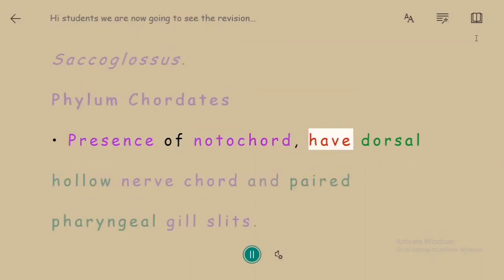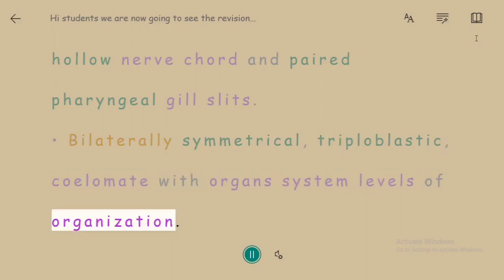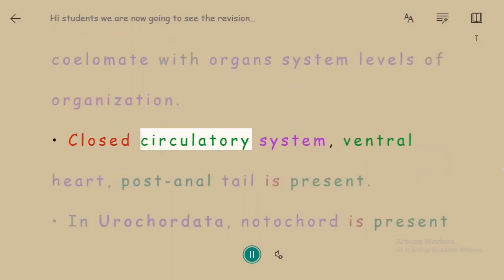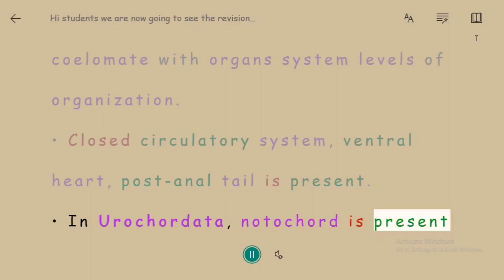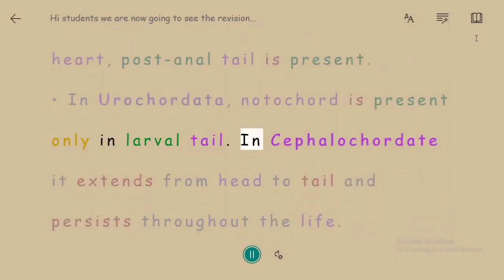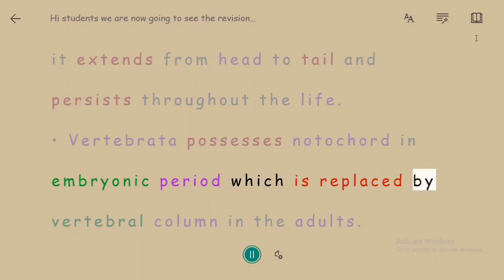Phylum Chordata. Presence of notochord, dorsal hollow nerve cord and paired pharyngeal gill slits. Bilaterally symmetrical, triploblastic, coelomate with organ system level of organization. Closed circulatory system, ventral heart, postanal tail is present. In Urochordata, notochord is present only in the larval tail. In Cephalochordata it extends from head to tail and persists throughout life. Vertebrata possess notochord in the embryonic period, which is replaced by the vertebral column in adults.